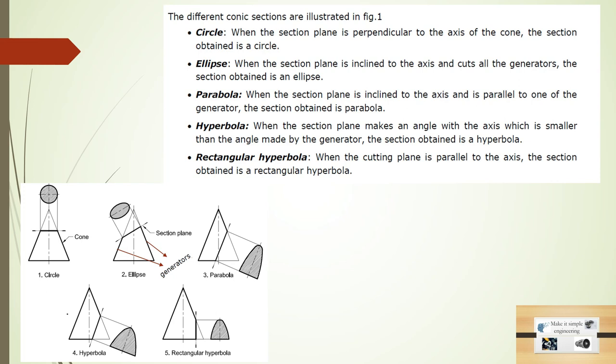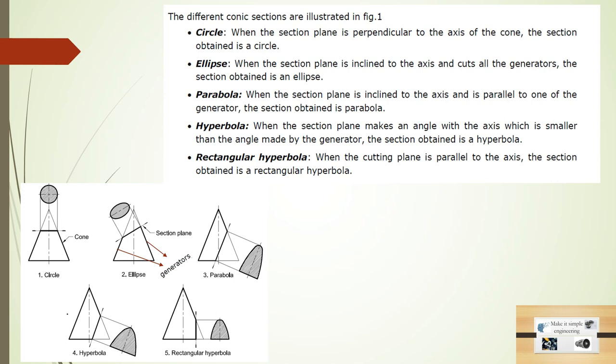If the cutting plane is inclined to the axis and cuts both the generators, you can see from the second figure the front view of the cone, which looks like a triangle. Those two lines which are inclined to the axis are called the generators, or generating lines. If the cutting plane is inclined to the axis and cuts both the generators, you will get the ellipse.